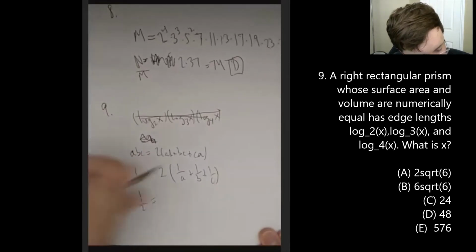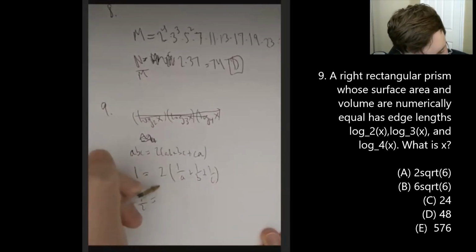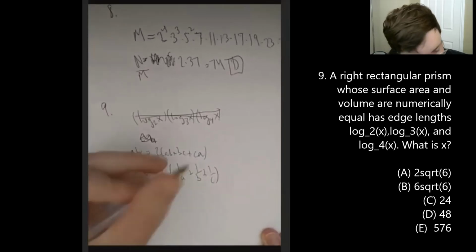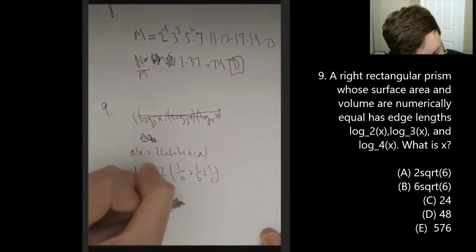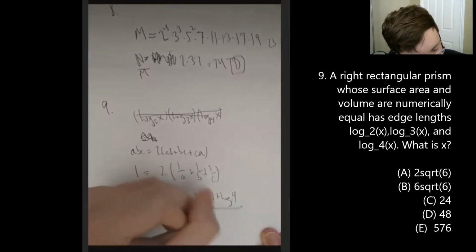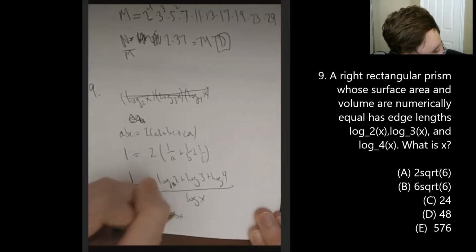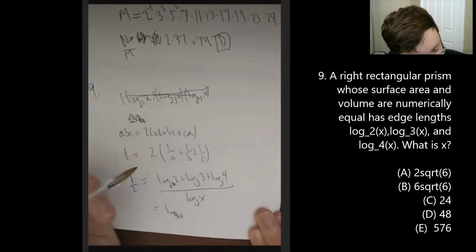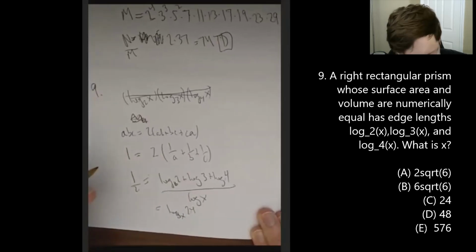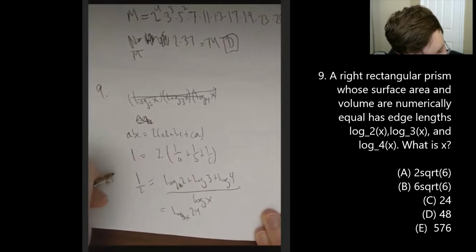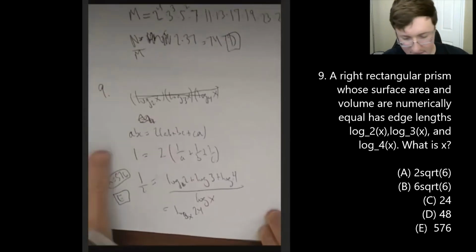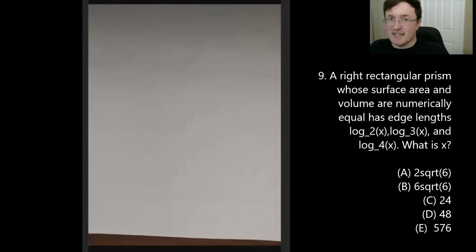So 1/2 is 1 over A plus 1 over B plus 1 over C, which is log base x of 2, log base x of 3, log base x of 4. So it's log 2 plus log 3 plus log 4 all over log x. Okay, so it's log base x of 24. So x to the 1/2 is 24. So x is 576. Okay, and that's E. Okay. Now it's time for problem 10.